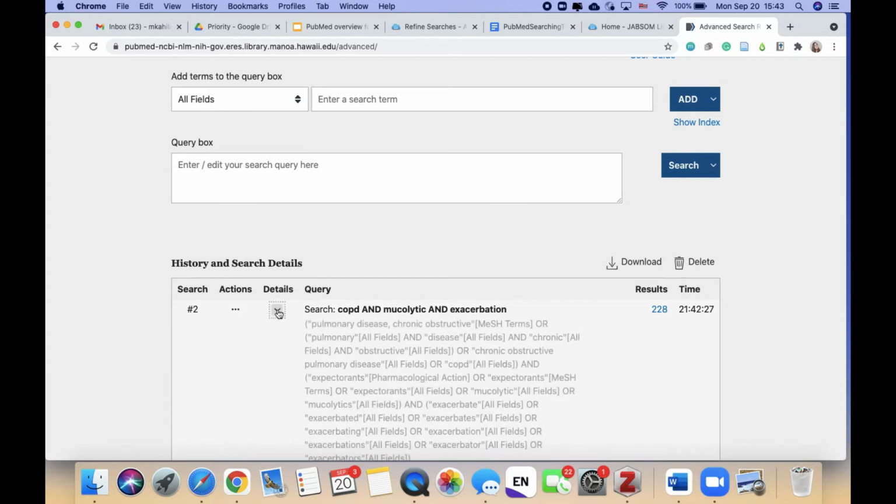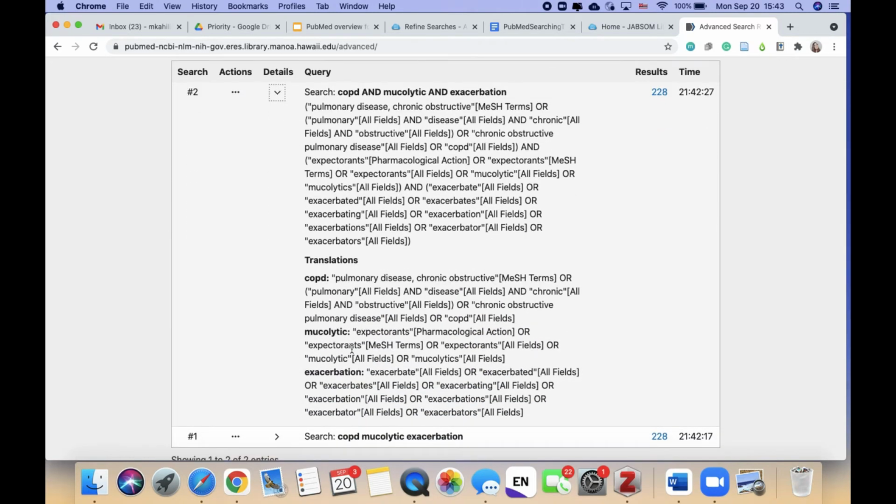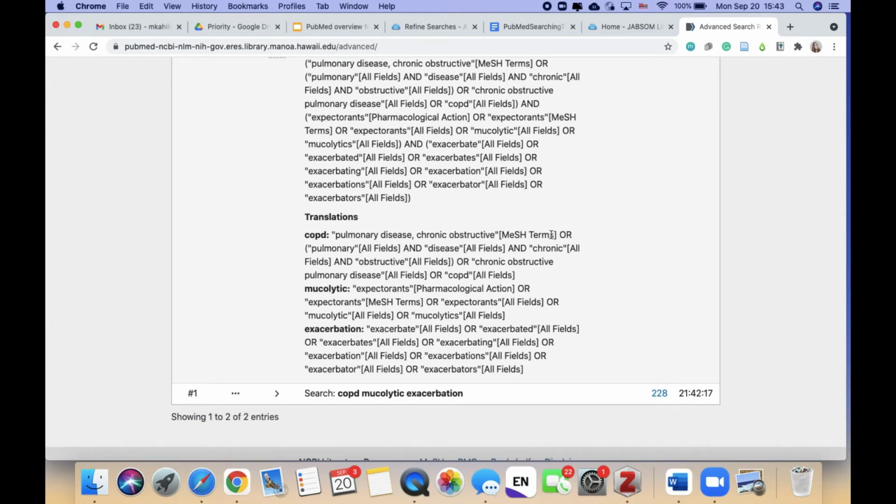I'm going to click on this arrow that is going to show me what PubMed did with my search. So what I want to see are these translations here. This COPD term maps to the MeSH term pulmonary disease, chronic obstructive. Mucolytic maps to expectorants. Exacerbation, so this term might be, PubMed is searching the alternate ways of spelling exacerbation, or it's exacerbations, exacerbating, the different ways of saying exacerbation.